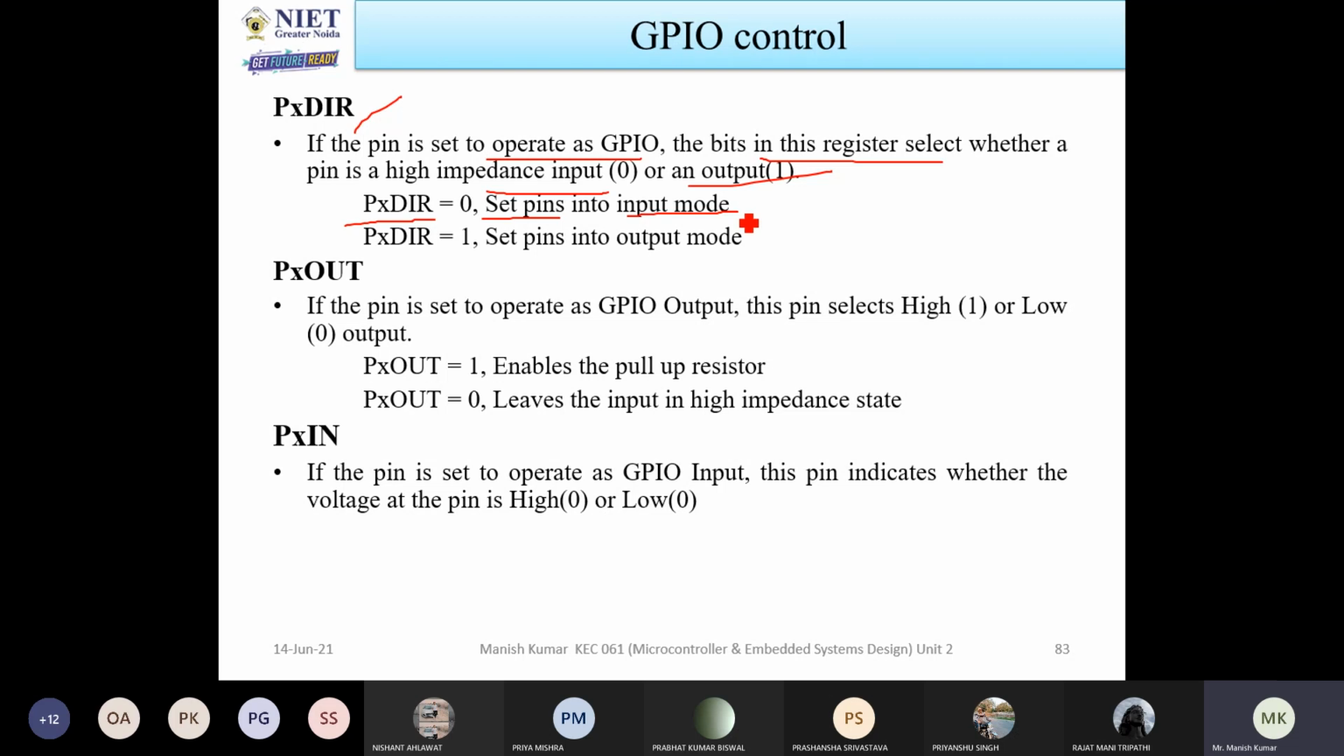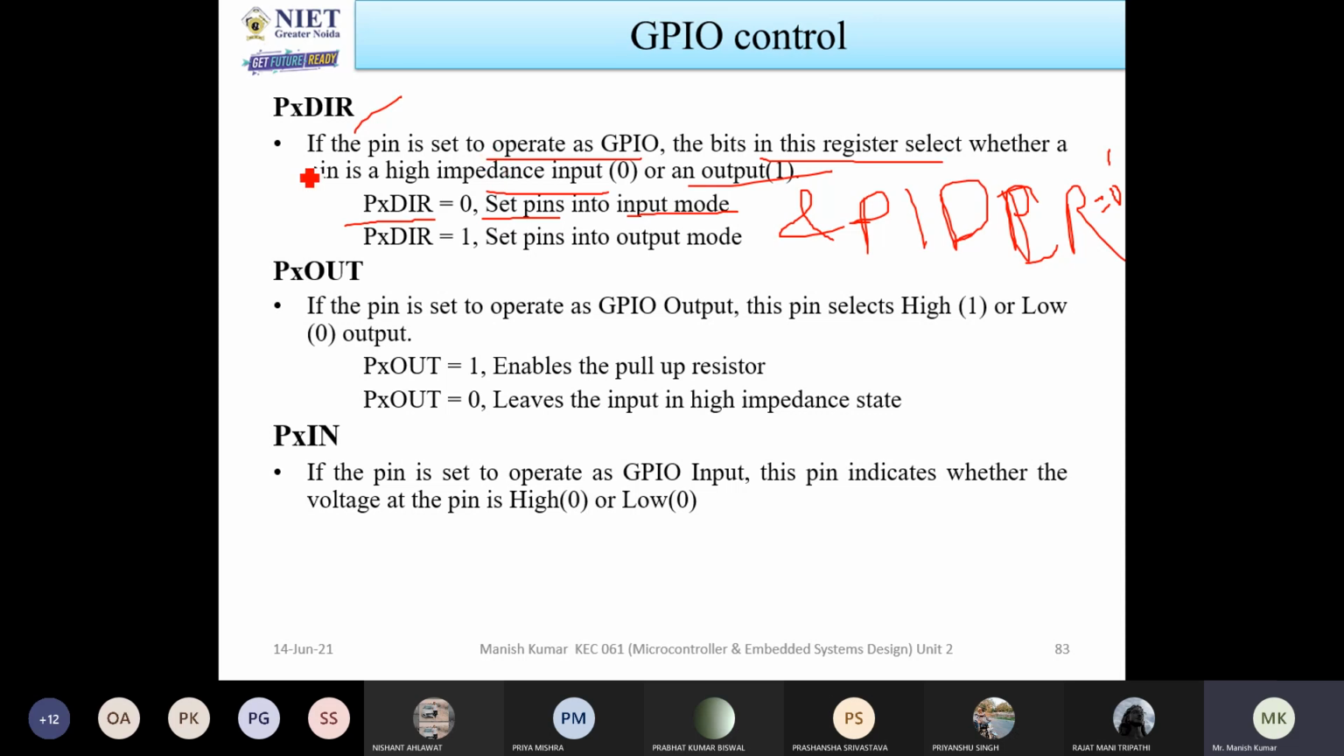So now let us consider I want to use P1 as an input mode. So how can you write that? Ampersand P1 dir equal to 0. Okay. Same pins, if you want to use as output pins, you can use this equal to 1. So PX direction is used for defining input pins or output pins.